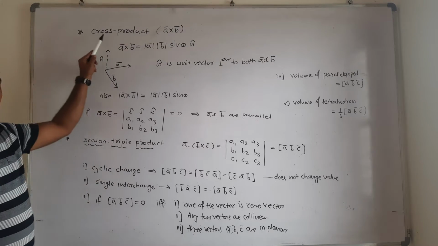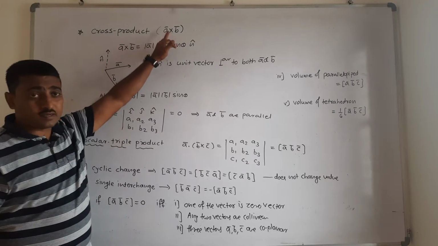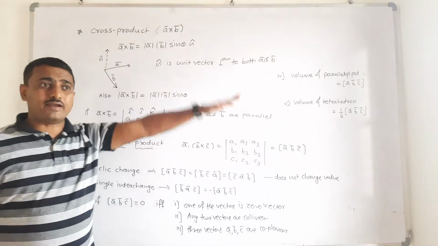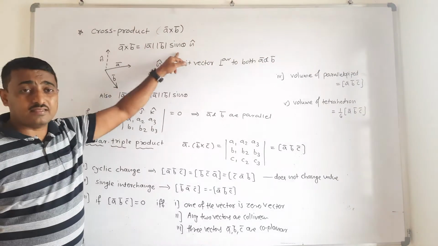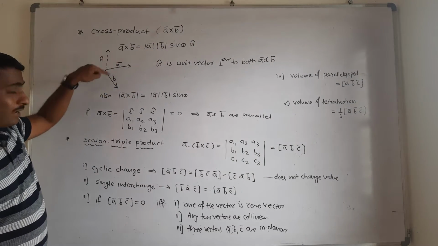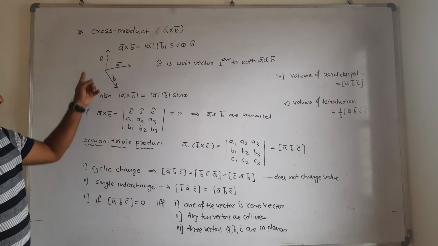Next point, cross product. A bar cross b bar is the notation. Cross product is a vector quantity. म्हणजे आपल्याला a bar आणि b bar या दोन वेक्टरचा क्रॉस प्रोडक्ट केला की परत आपल्याला वेक्टर्स मिळणार. A bar cross b bar is equal to modulus a bar modulus b bar sin theta n cap, where n cap is a unit vector perpendicular to both a bar and b bar. A bar आणि b bar दोघांना perpendicular असणार. That is called n cap.